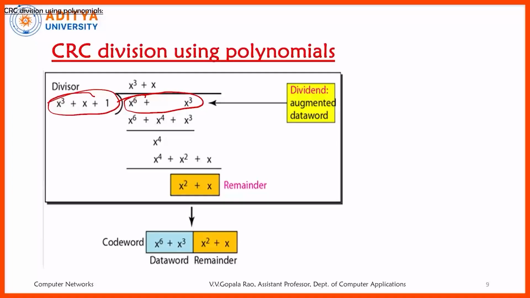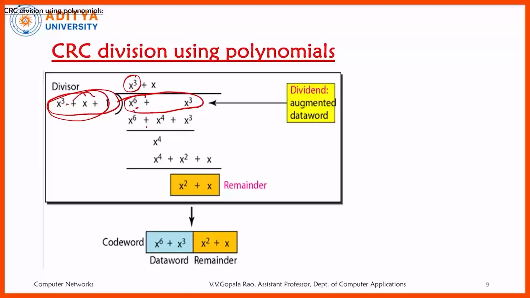That means if you see this, the first term in the data word is x to the power of 6, and the first term in the divisor is x to the power of 3. So if you see the powers, it is 3 and it is 6. Now this x to the power of 3 can go x to the power of 3 times. So x to the power of 3 is mentioned on the top. This multiplied by the divisor should be dropped here. So it becomes x to the power of 6 and x to the power of 4, because x to the power of 3 times x is x to the power of 4, and x to the power of 3 into 1 is x cube.